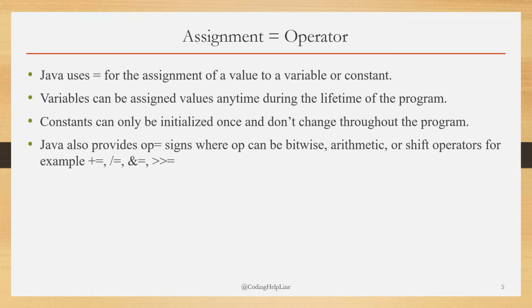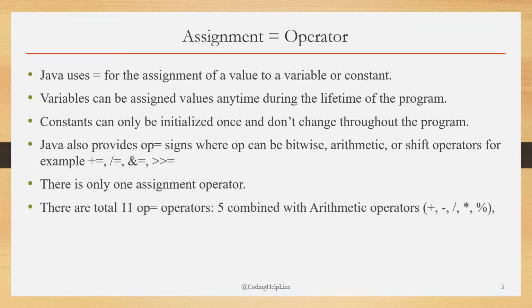Java also provides OOP assignment signs, where OOP can be bitwise operators, arithmetic operators, or shift operators. For example, plus equal to, that is, add two values and assign it to the left side operand. Divide equal to, and equal to, that is the bitwise AND operator, and right shift equal to, that will right shift the operand and assign it. There is only one assignment operator if it comes alone, this one.